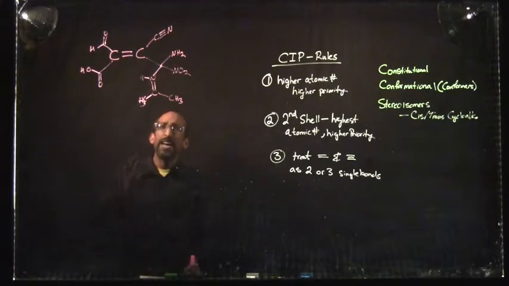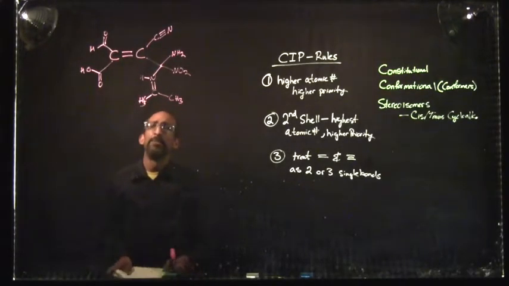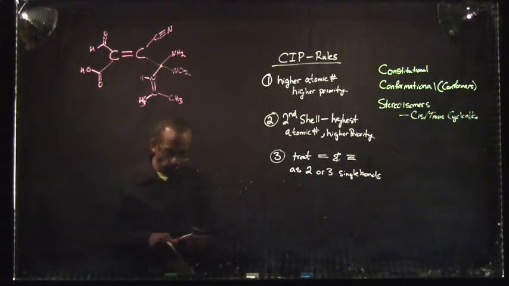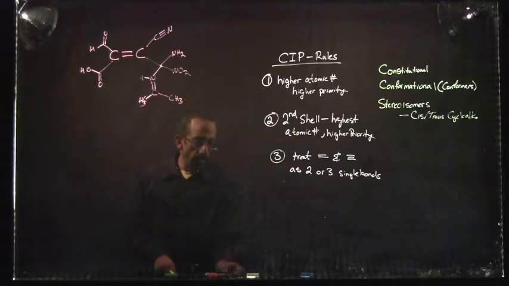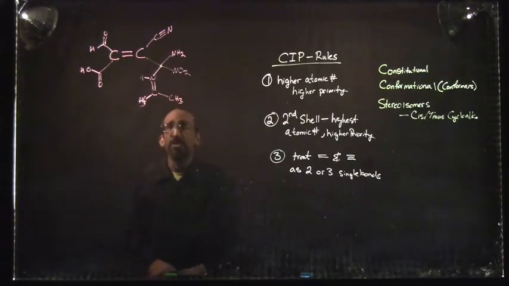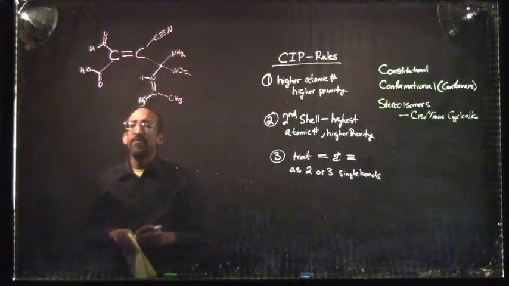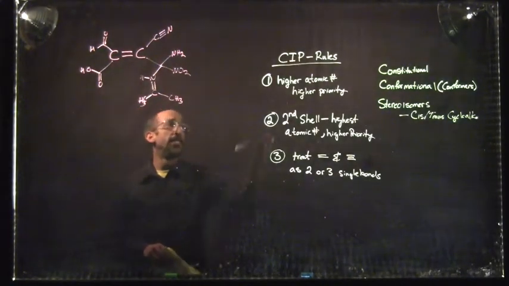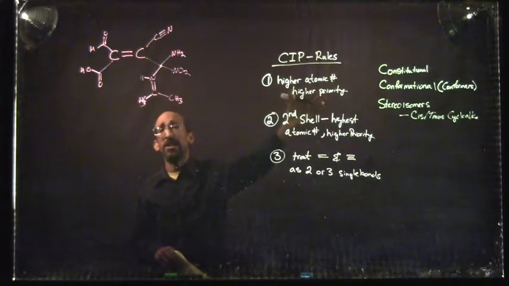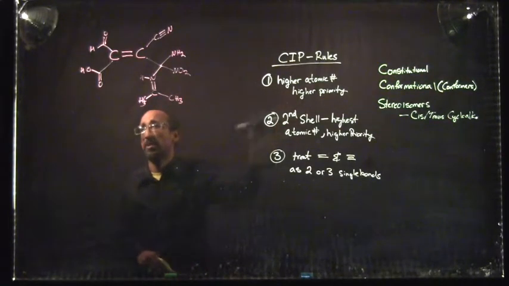So let's just attack each side of the alkene one at a time. The first thing I need to do is look directly off of the alkene carbon and see what that first atom bonded to it is. And so that's going to be our first shell, right, application of rule number 1.